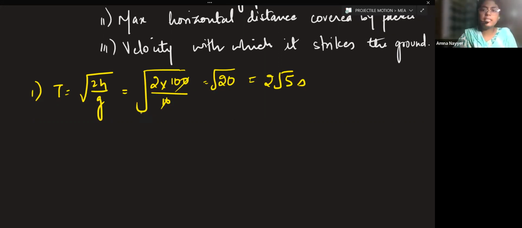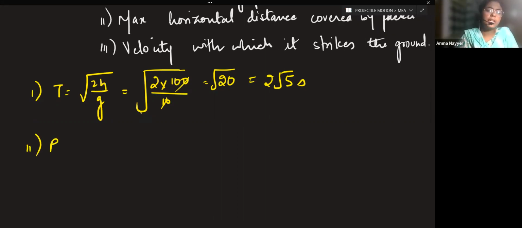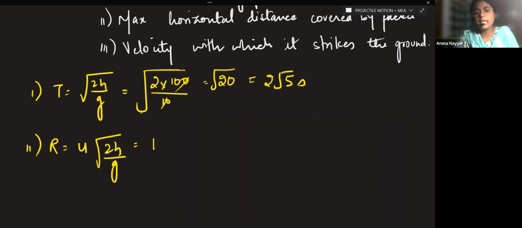Second part says maximum horizontal distance covered by the packet. So that is simply range of motion. Range of motion is initial velocity multiplied by time period, or u times 2 under root h by g. Initial velocity is 10, time period is 2 root 5. That becomes 20 root 5 meters.